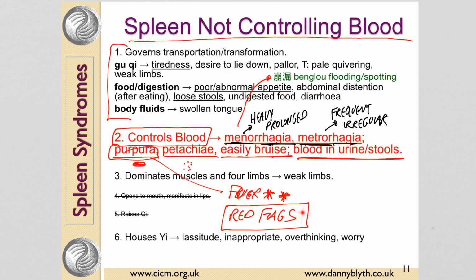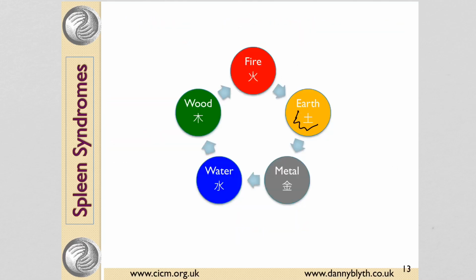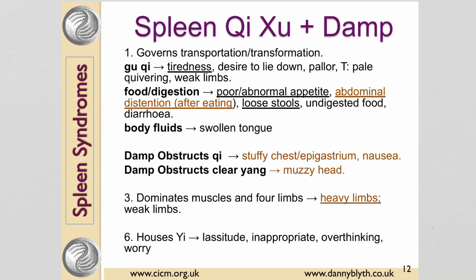As with all symptoms, and especially red flags, always get them checked out with a doctor as well, for things like blood in the urine or the stools. And the spleen qi is weak, it doesn't control the water, and the result is often damp. You can see a mixed pattern of spleen qi deficiency with damp.